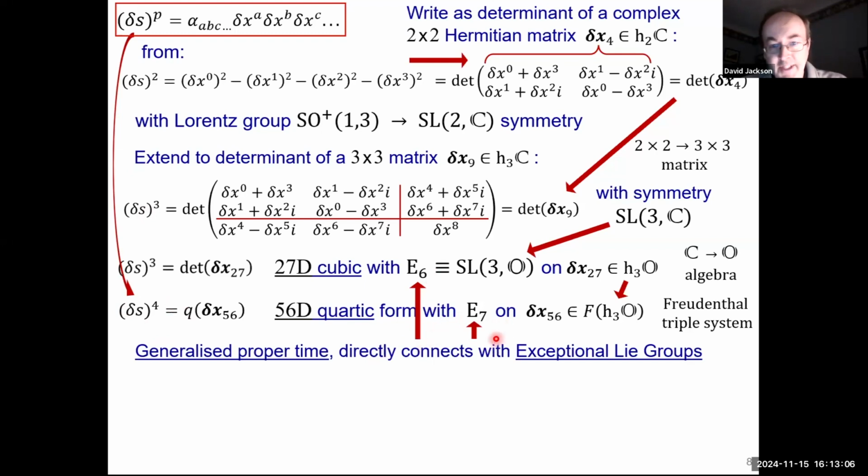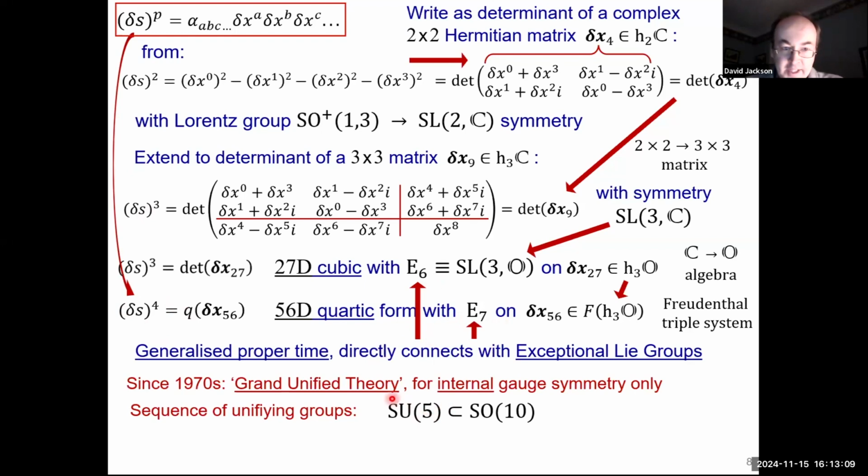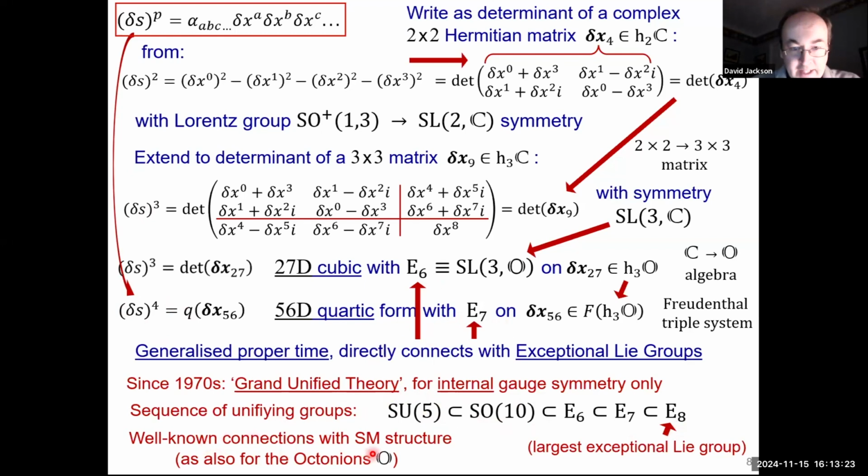The reason why this might be interesting is that if we look at the grand unified theories, dating back 50 years now, for internal gauge symmetry, there's a unifying sequence of gauge groups, originally SU5 and SO10, but they also embed in E6 and E7 up to E8, the largest exceptional Lie group. These are well known to have connections with the standard model, as is also the case for the octonions. So generalizing proper time naturally taps into these exceptional Lie groups and octonionic structures, and we have a symmetry breaking mechanism because we pull out the original Lorentz symmetry for the external space-time. This is not the same as a grand unified theory, because here we're also including the Lorentz group in this larger symmetry.